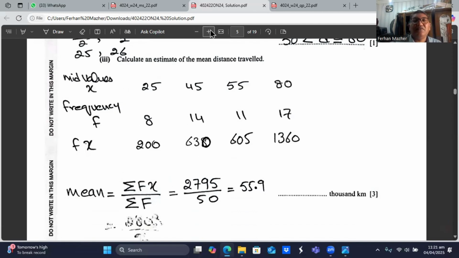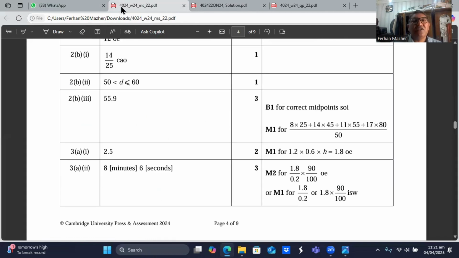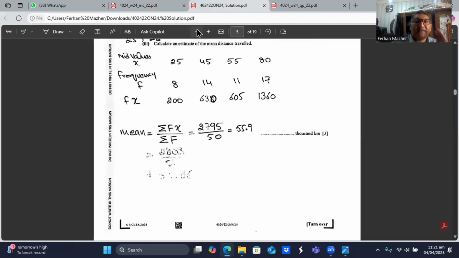So 25 multiplied by 8 is 200. 45 multiplied by 14 is 630. 55 multiplied by 11 is 605. And 80 multiplied by 17 is 1360. Add all the fx values: 200 plus 630 plus 605 plus 1360, you get 2795. The total frequency, summation f, is 50. So 2795 divided by 50 will give you 55.9. So 55.9 thousand kilometers is the mean value. This is how it is done.